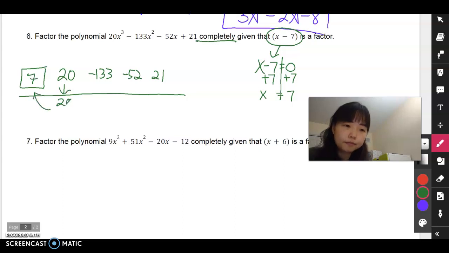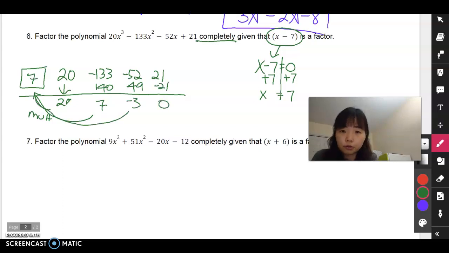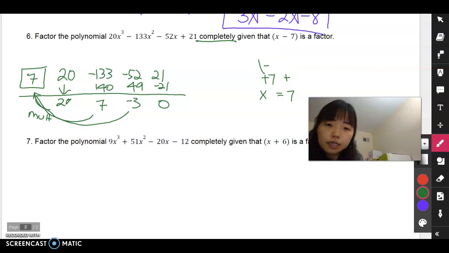Multiply. So that's 140. We add them, so that's 7. We multiply, that's 49. We add negative 3. Multiply, negative 21. Add 0. Yes, we're supposed to get no remainder because this one, it already says it's a factor. Factor means remainder is 0, right?